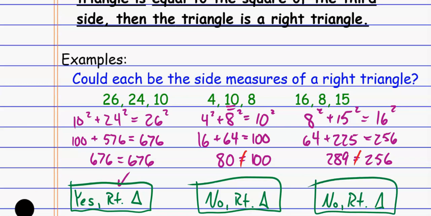Okay. And what's interesting, when you look at the 289 here, if you know your perfect squares, 289 is 17 squared. All right. So really, I could make this a right triangle by, instead of having a 16, if I had a 17 instead. Okay.